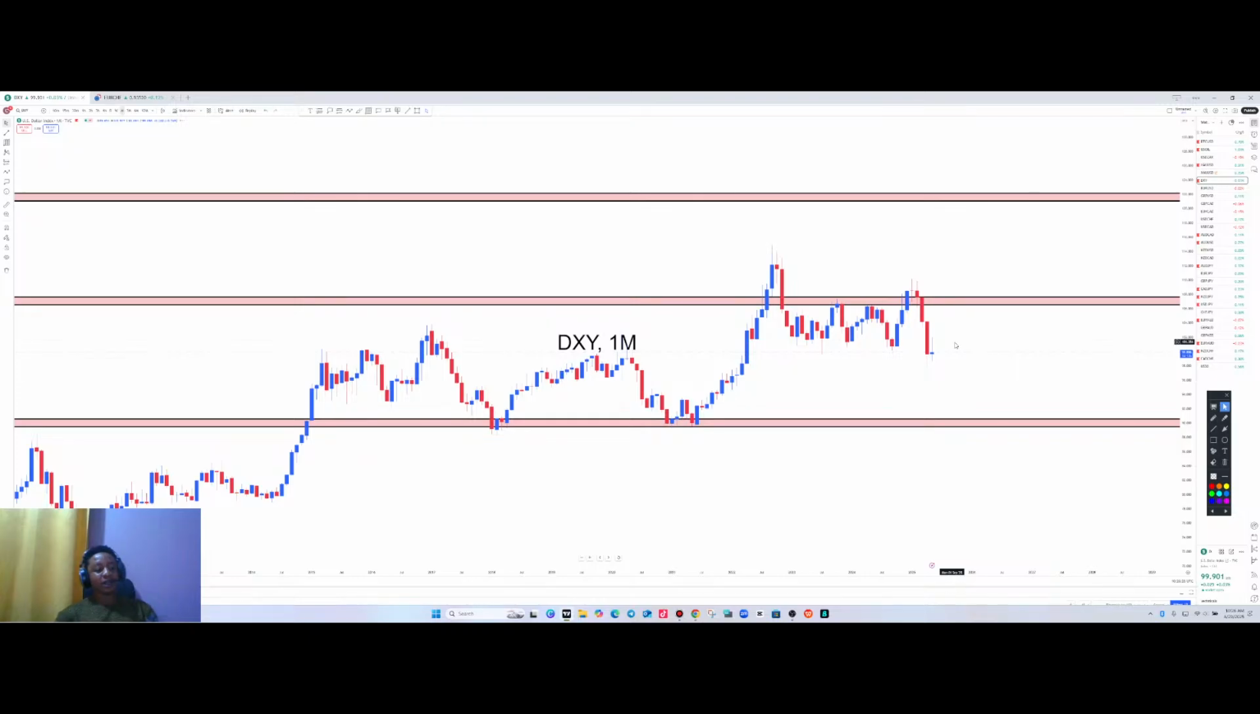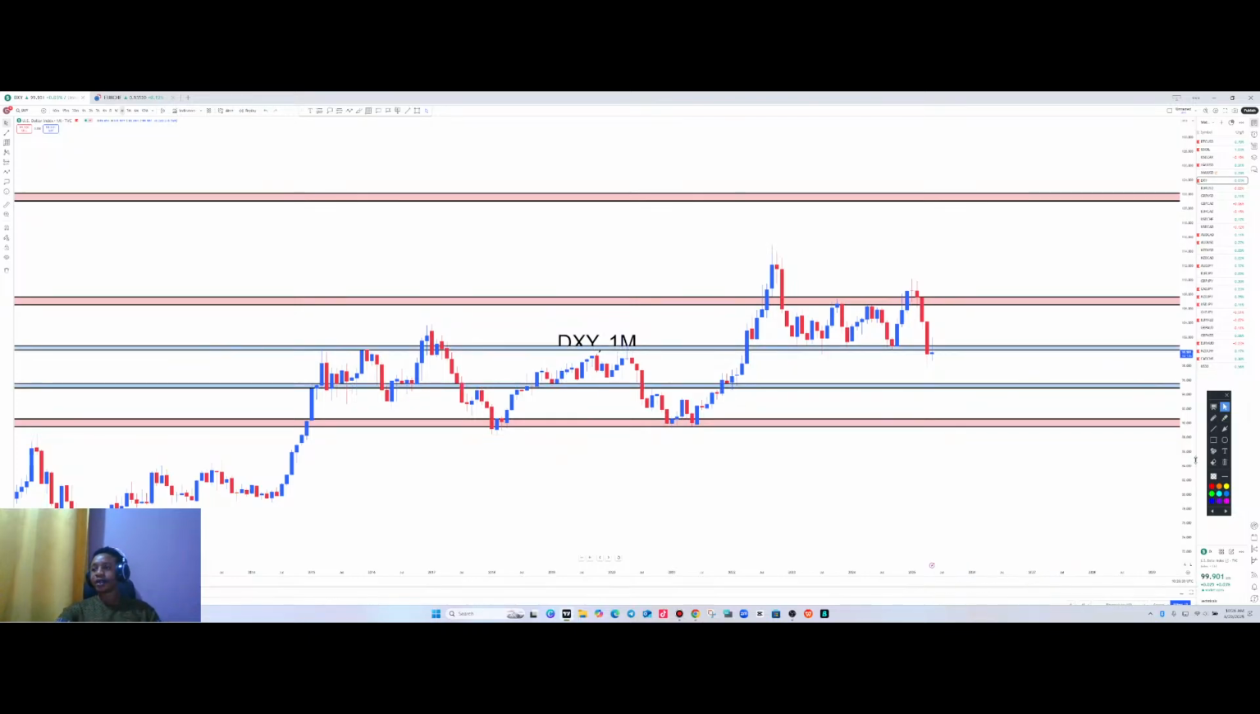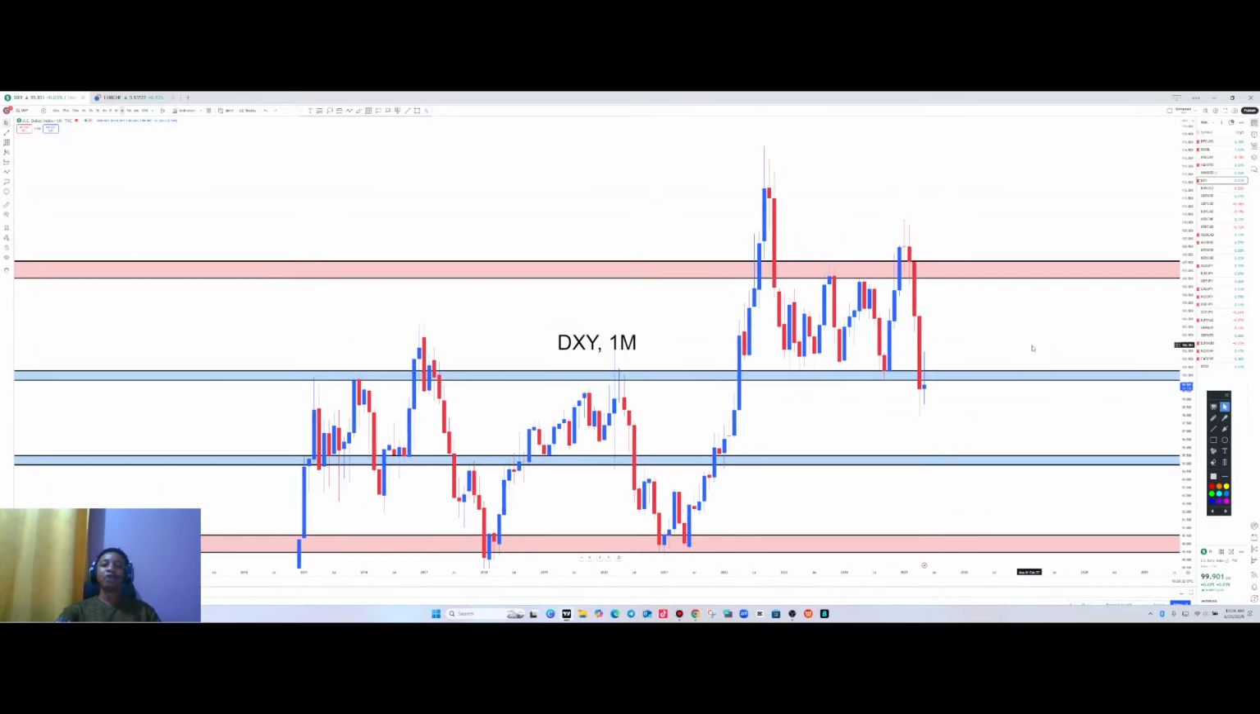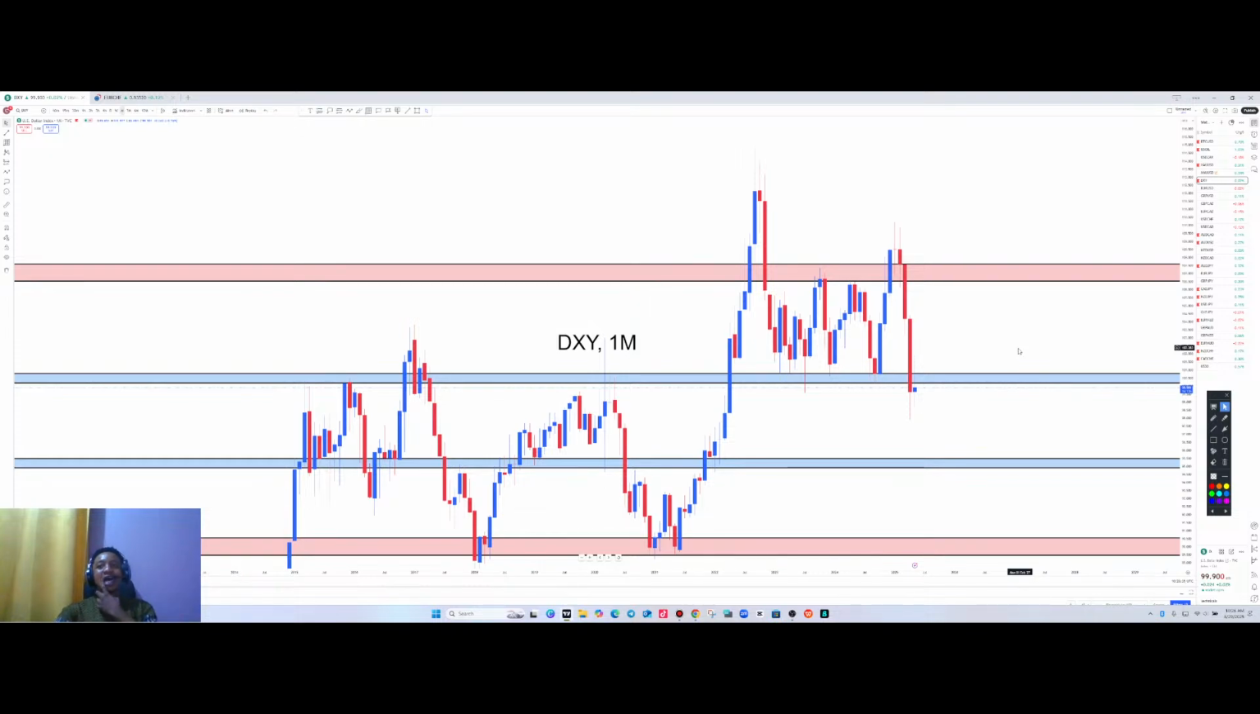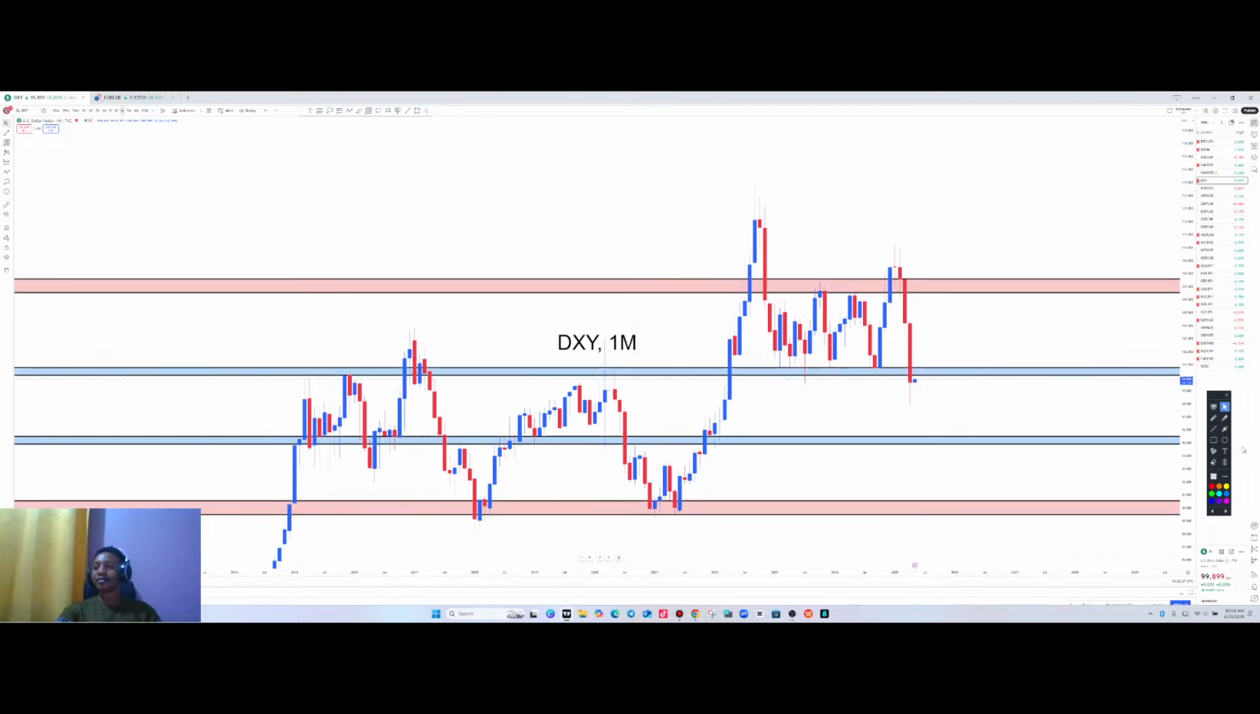Okay, so DXY onto the monthly time frame. This is the monthly time frame of DXY. On the monthly time frame, we have the monthly upper and the monthly lower zone. What do you see on the monthly? We see a break below the monthly upper zone, or the monthly support level, to the downside. It broke and came all the way down here, and after that, it went all the way up and it's seen some pressure again to the downside.